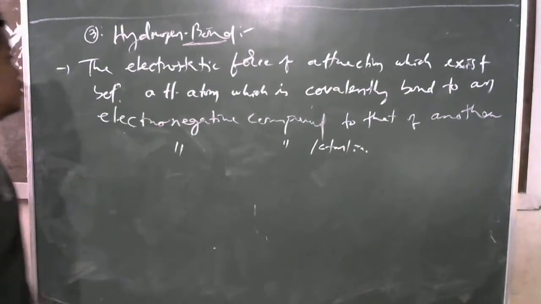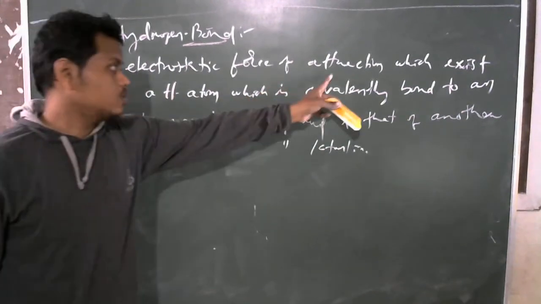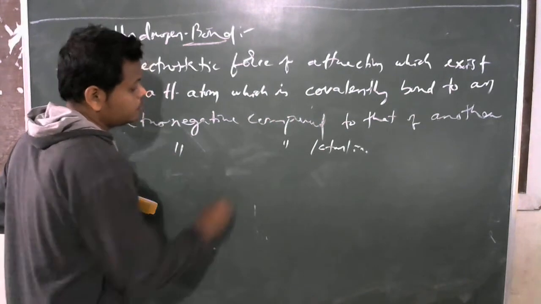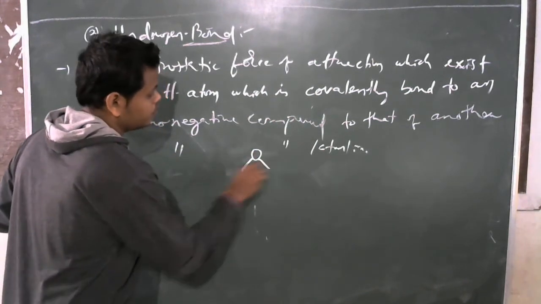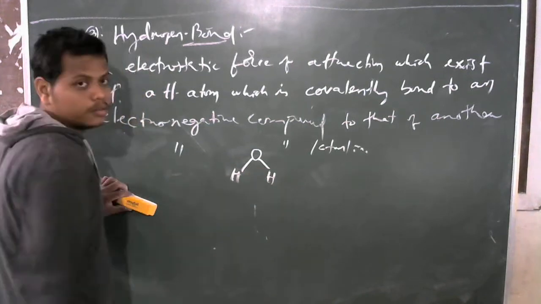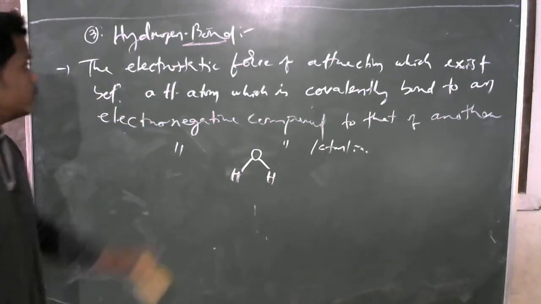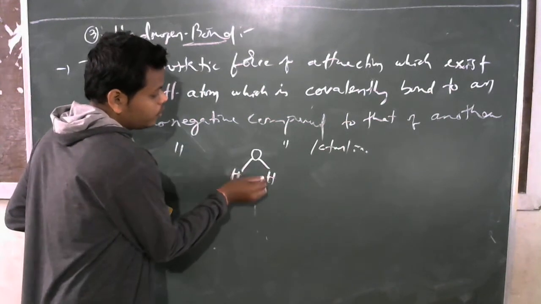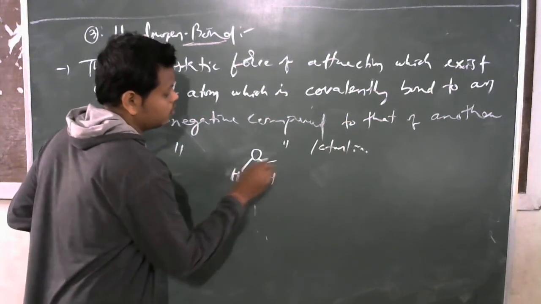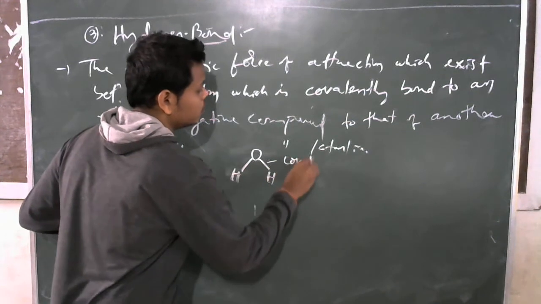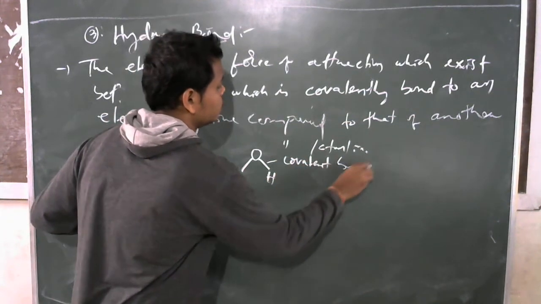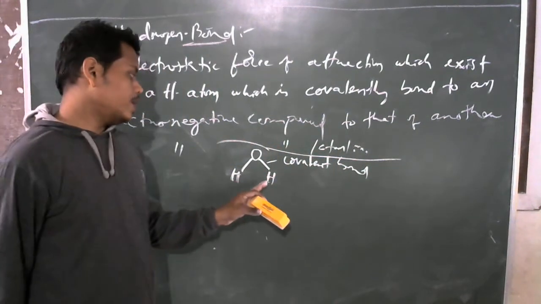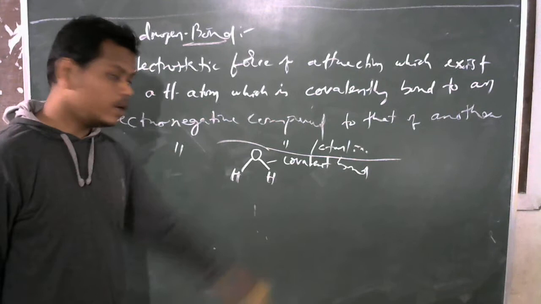So what does this mean? The electrostatic force of attraction which exists between a hydrogen atom. Suppose we are taking the example of a water molecule. This is the water molecule H2O. And till now we know that the bond found between hydrogen atom and oxygen atom in water is a covalent bond.